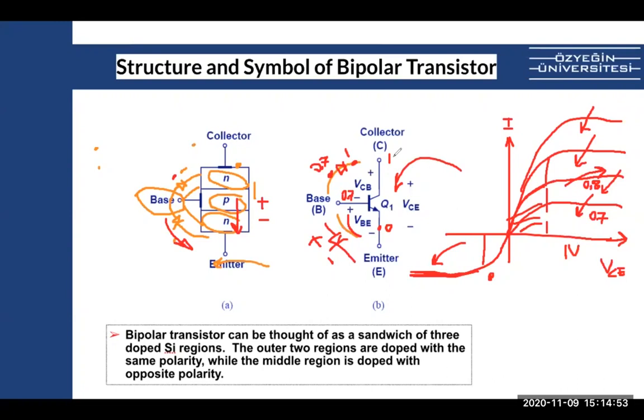So we can think that 1 volt is here. And let's assume that this 1 volt now changed to 0.7. Now this diode is still not conducting because the voltage on it is zero. So this became 0.7 basically. Now we change that 0.7 to 0.5.